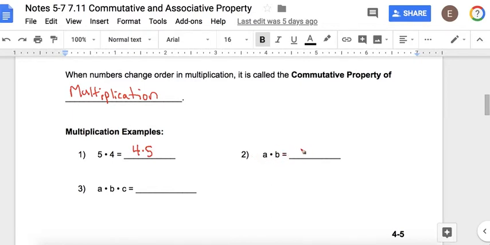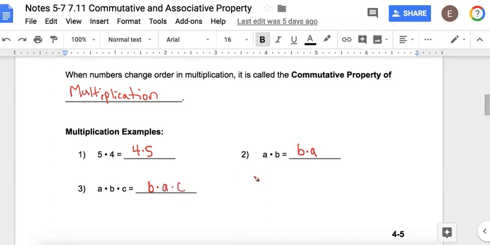A times B equals B times A. And this time I'm going to change the first two letters. So A times B times C equals B times A times C.